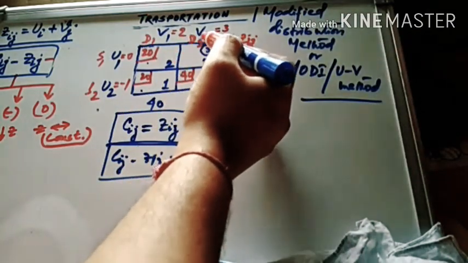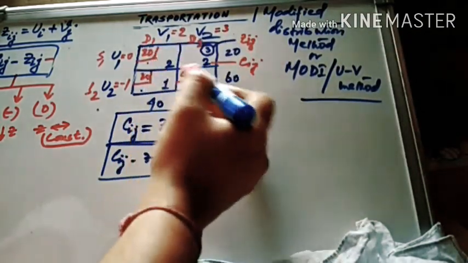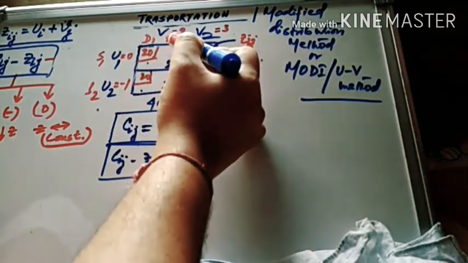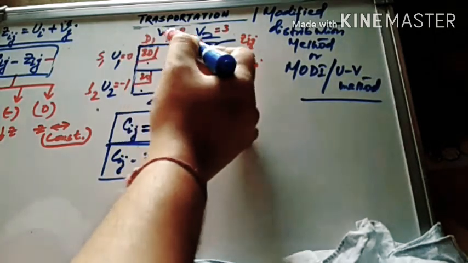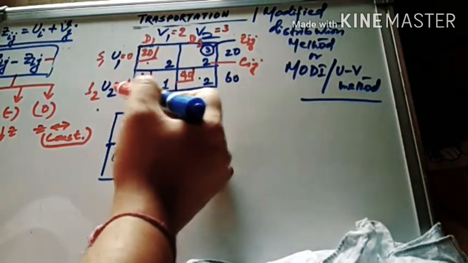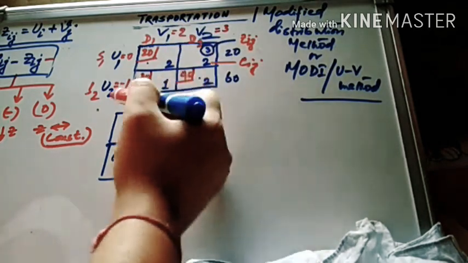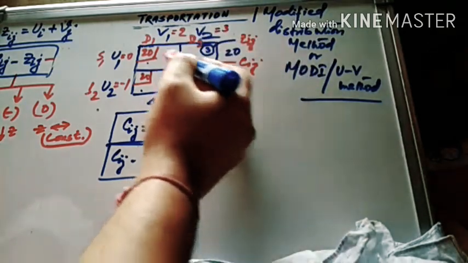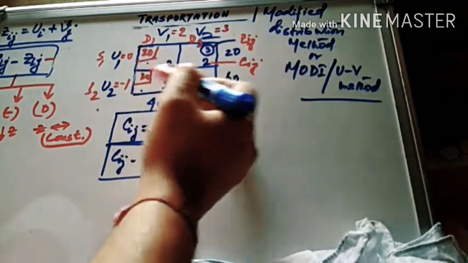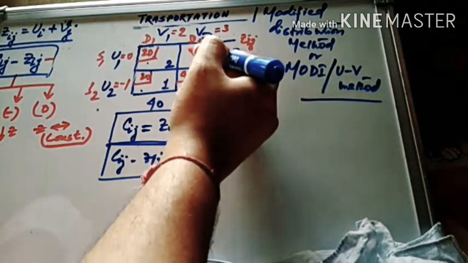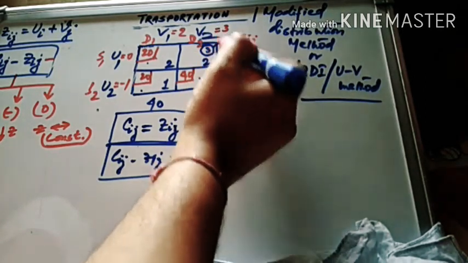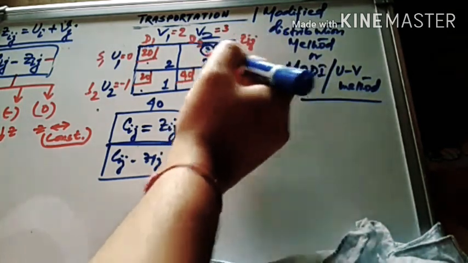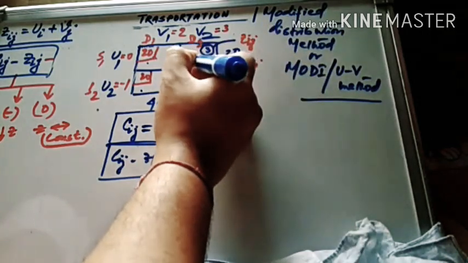Zij value, you can also cross check over here. Look, for the Zij value over here, Ui plus Vj, which is 2. For this cell, -1 and 2 gives you 1. For this cell, 3 and -1 gives you 2. So you need not calculate the Zij value for the allocated cells. You have to calculate only the Zij value for this particular unallocated cell, which is 3 over here. Now the difference, Cij minus Zij, gives you -1.